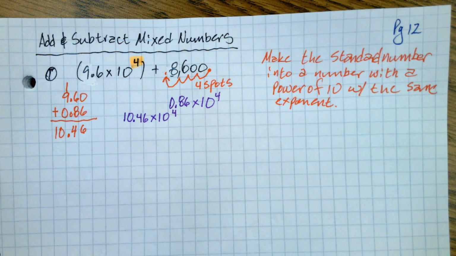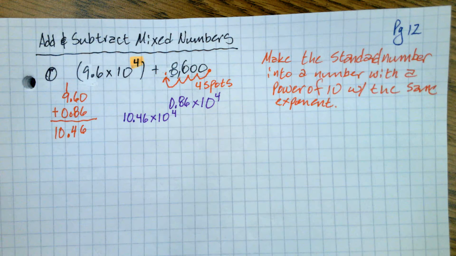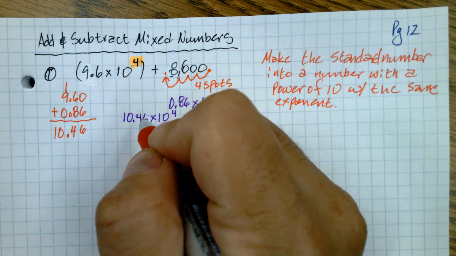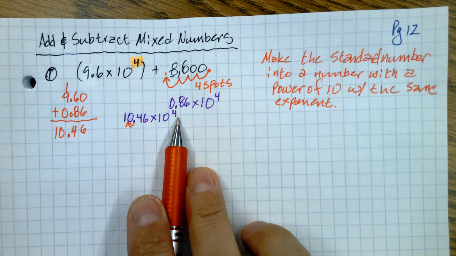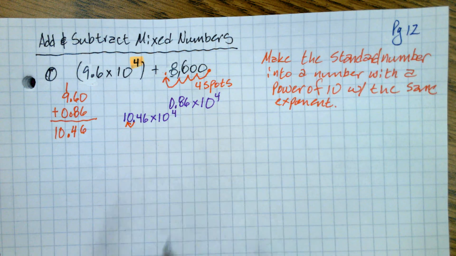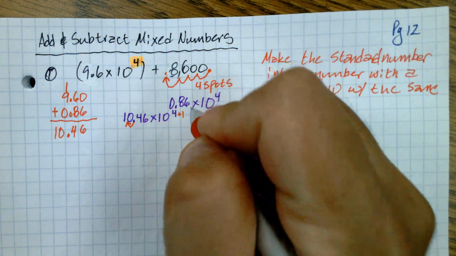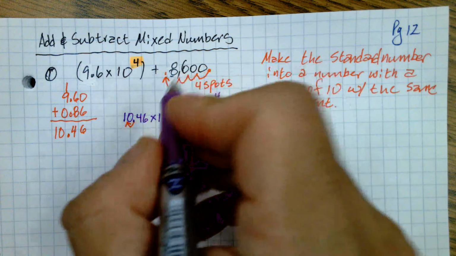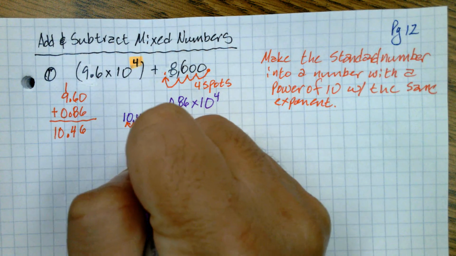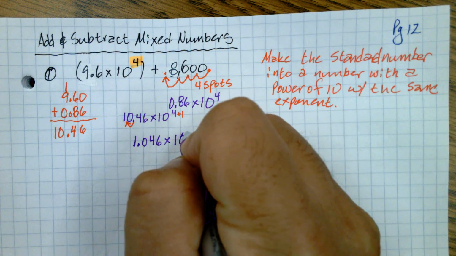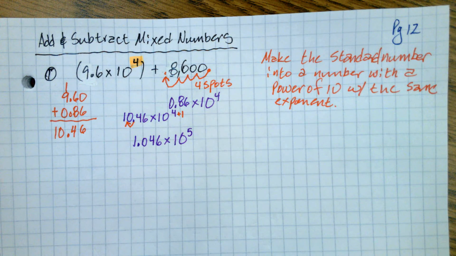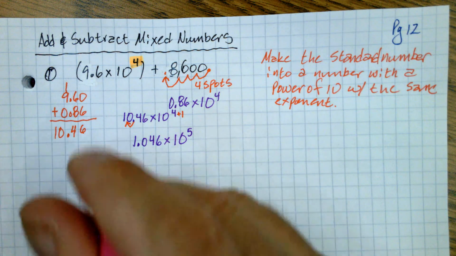Okay. But I want my final answer in standard form, in scientific notation, right? So I've got to fix it. Got to go one more to the left. So remember what that does to our exponent? Add 1. So my final answer that I will be satisfied with is 1.046 times 10 to the 5th power. That is most definitely the correct answer.